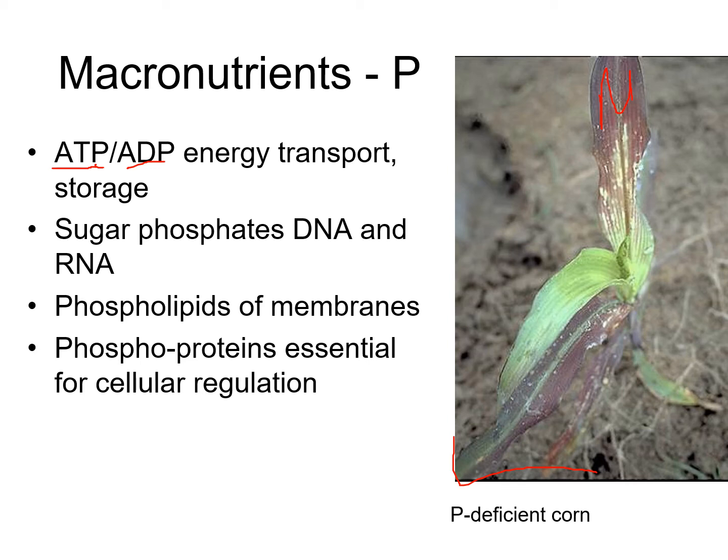Also, the RNA and DNA that we just saw in a previous slide, the backbone of that is a sugar phosphate backbone. Once again, phosphorus is critically important there. But also membranes. If you think about it, all biological membranes are made of phospholipids, so lipids that have phosphorus associated with them. And if you've done some biochemistry, you may be aware of the regulation of enzymes by phosphorus binding and cleaving. So phosphoproteins are essential for regulating cellular processes and biochemical processes.